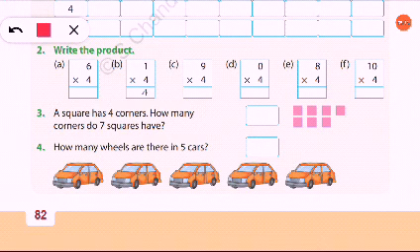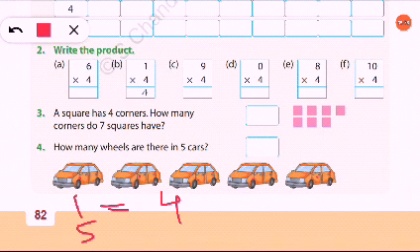How many wheels are there in 5 cars? See, you can see cars are there, 1, 2, 3, 4, 5. Now you tell me, in one car how many wheels are there? 4. Every car has 4 wheels. So for 5 cars, what will you do? 4 into 5. You will multiply.